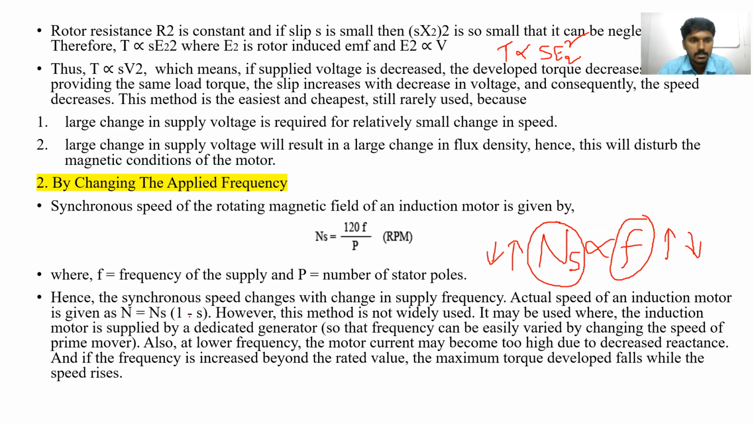So here you can see the motor speed. You can ask the question: how is the synchronous speed controlled? If the synchronous speed is controlled, how is the motor speed controlled? Because we have a formula: Nr, the motor speed, is equal to Ns into (1 minus s). Means the rotor speed or motor speed is proportional to the synchronous speed.